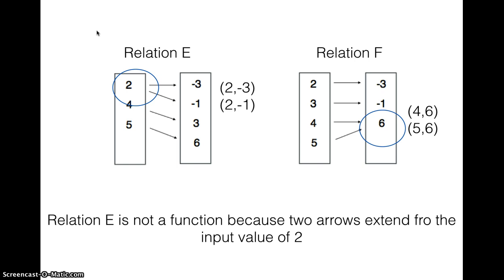Relationship E is the one that's not a function because 2 arrows extend from the input value of 2. So that means 2 is the value that's repeating itself. It's okay that in relationship F, the 6 repeats itself because those are y values. And it's the x values that matter.